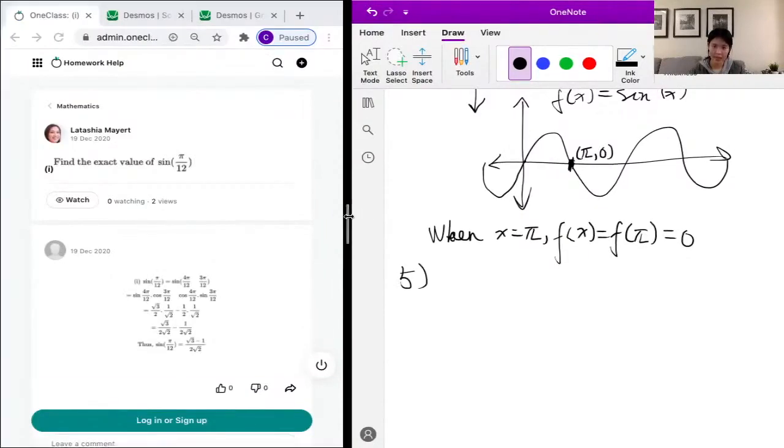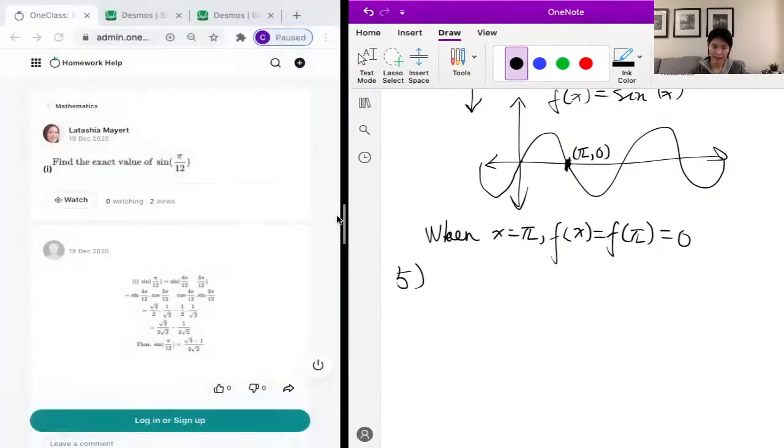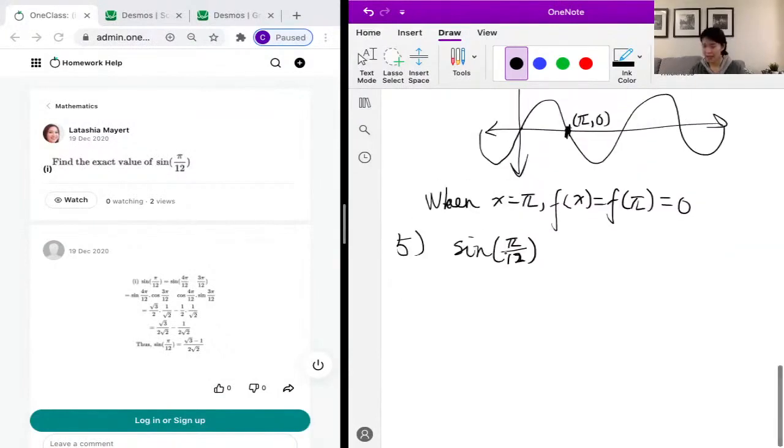And here we're asked to find the exact value of sine of pi over 12. The first observation that you can make about sine of pi over 12 is that the angle pi over 12 is not one of your special angles. So what should you do? Well, in this case, the best way to do it is to try to write this angle in terms of one of the angles in the special triangles.